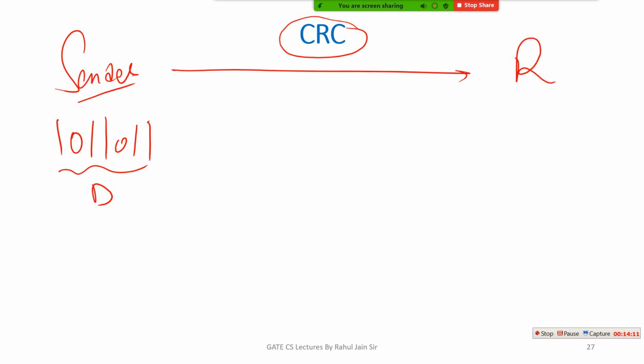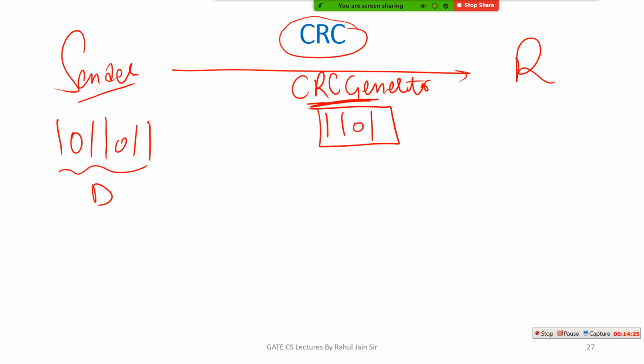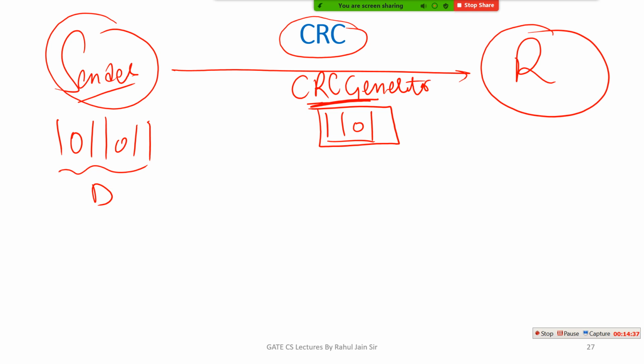In CRC we use CRC generator bits. CRC generator is some bits, like suppose I use 1101. It can be any bits, it can be 1001, whatever. The knowledge of the CRC generator will be on the sender's part. Sender knows what the CRC generator is, and receiver will also know what the CRC generator is. So I use 1101 as a CRC generator.